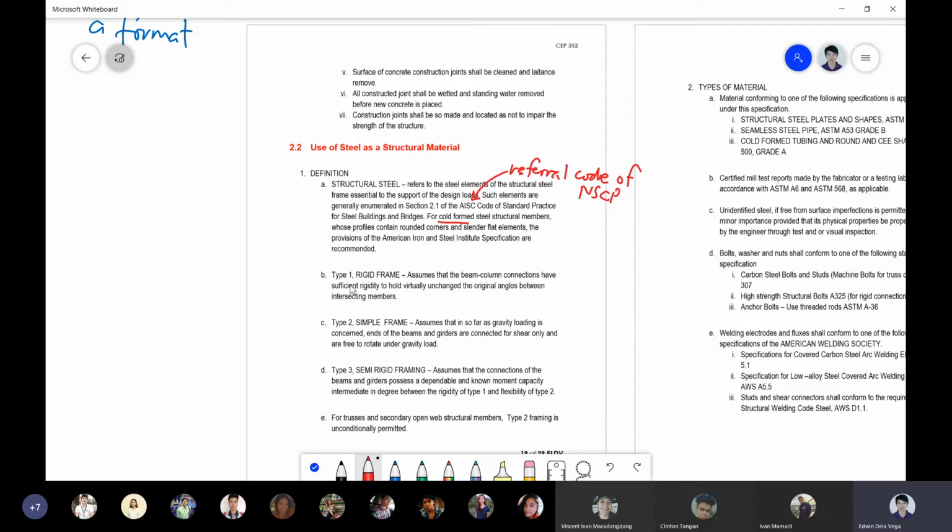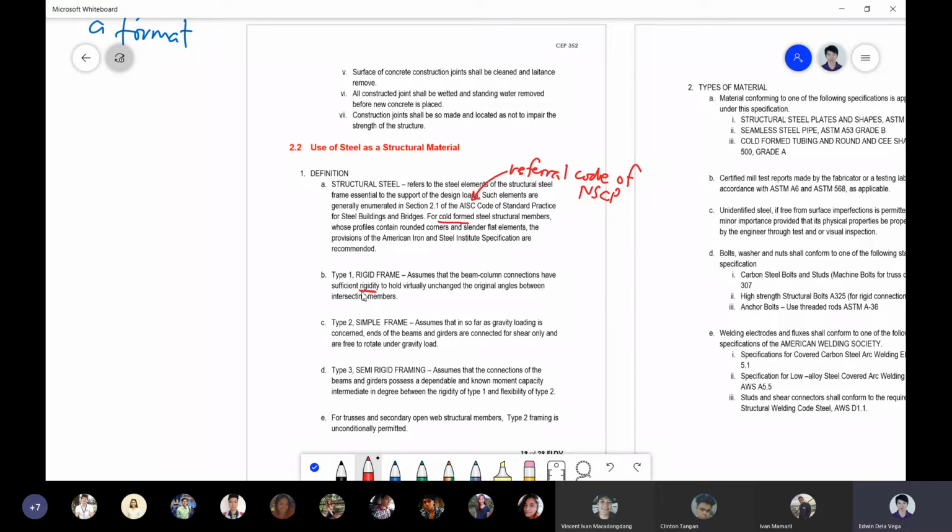So we also have three basic types of structural steel. We have the rigid frame, the simple frame, and the semi-rigid frame. These classifications are just based on how the members are connected in terms of their rigidity requirement.